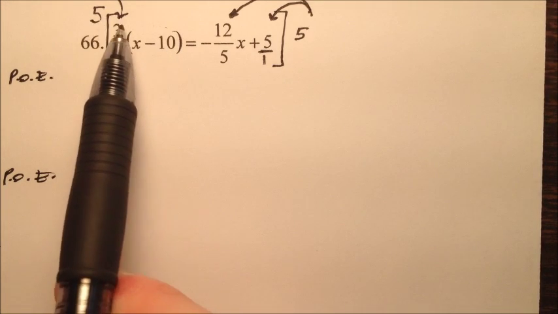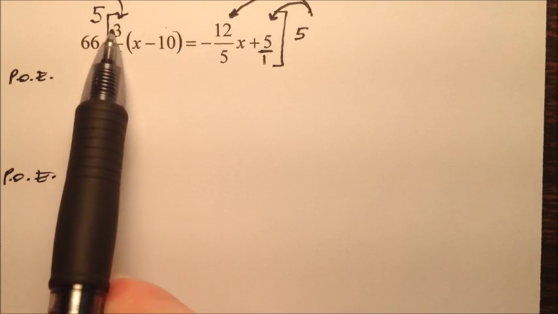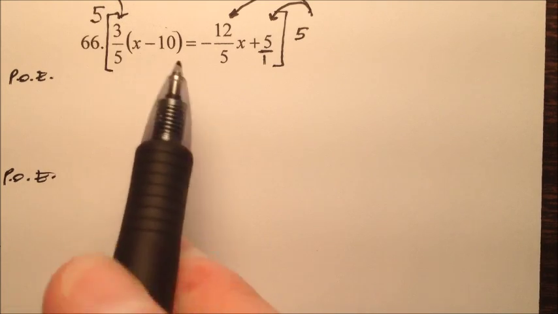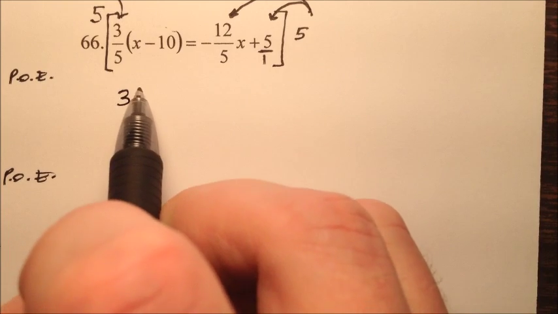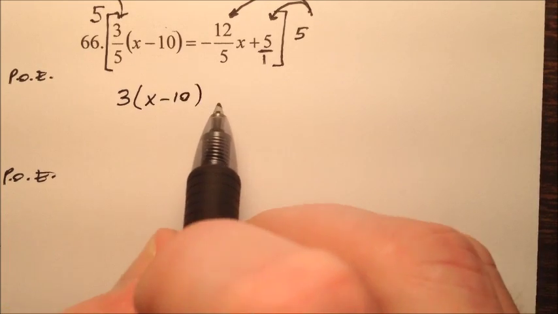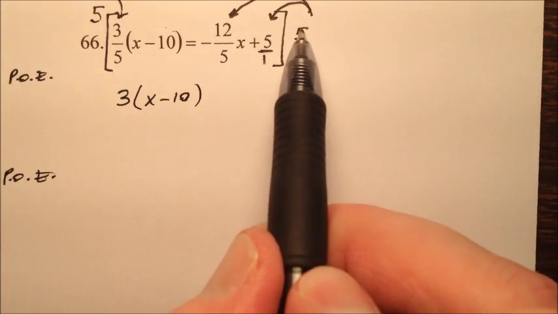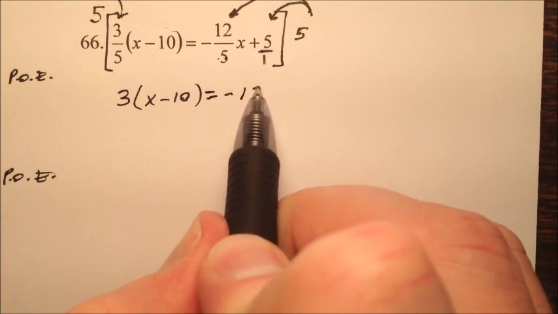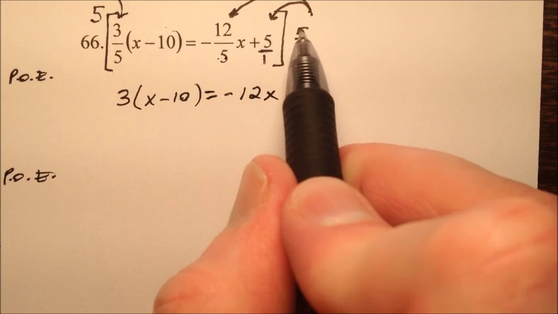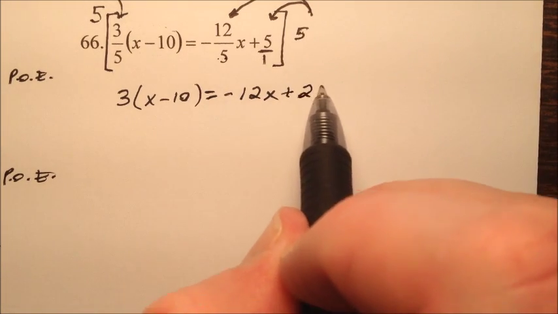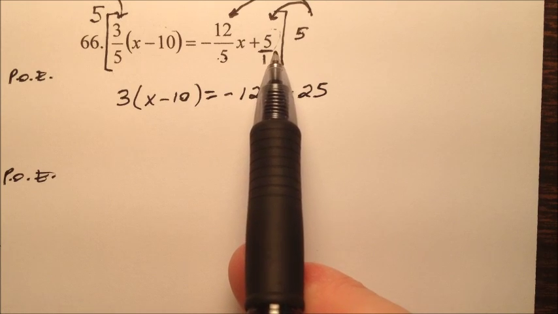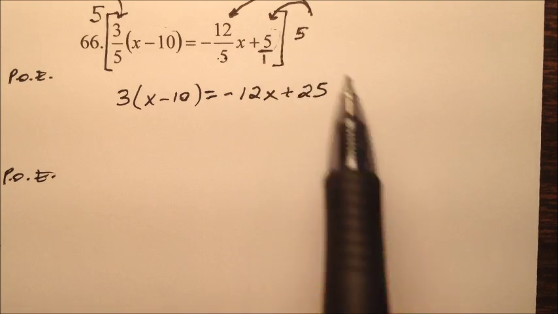So we're only going to multiply this 5 by the 3/5, the critter on the outside here. So 5 times 3/5, well, the 5s are just going to cancel, and we're left with just 3. And the x minus 10 comes along for the ride. And this 5 and the negative 12/5, the 5s will cancel, and we'll get negative 12x. And then the 5 times the 5 will make a 25. So don't forget about this extra guy over here. Just because he's not a fraction, he still needs to be multiplied.